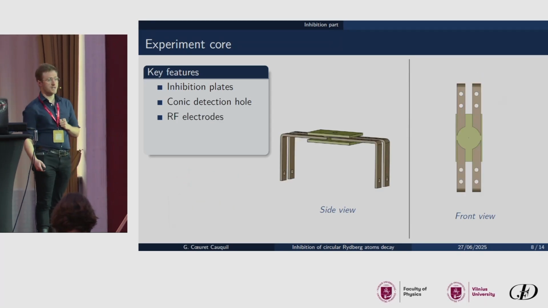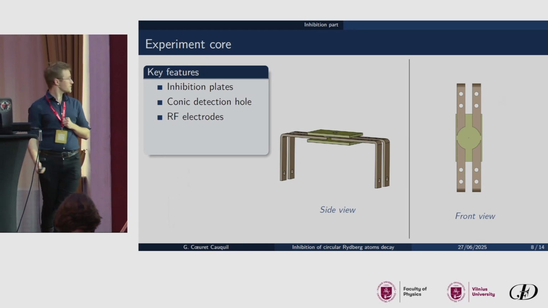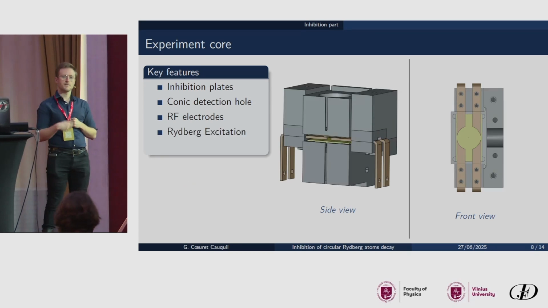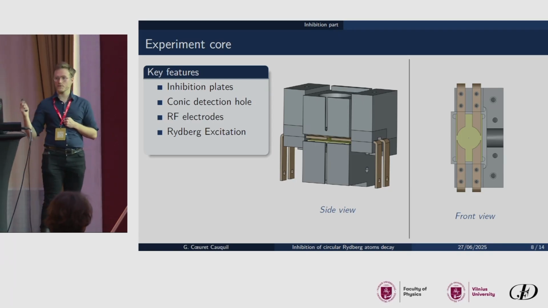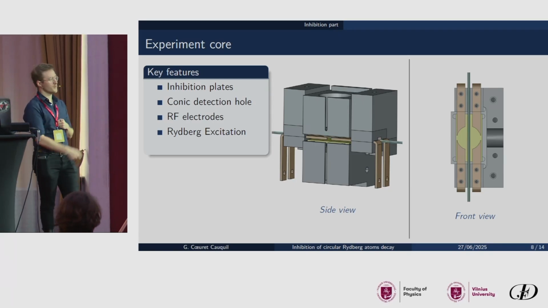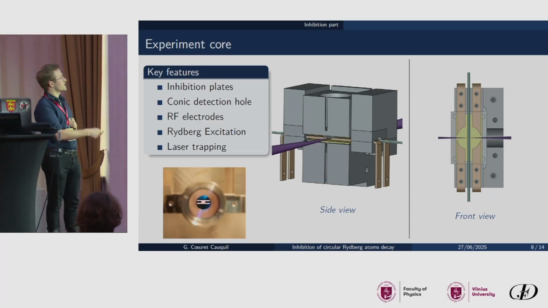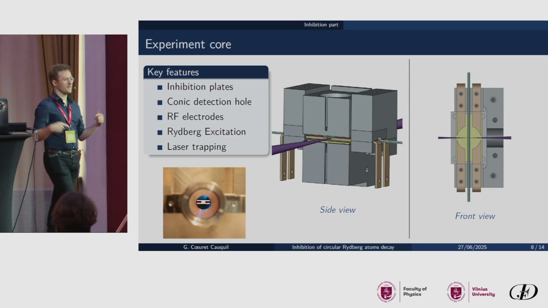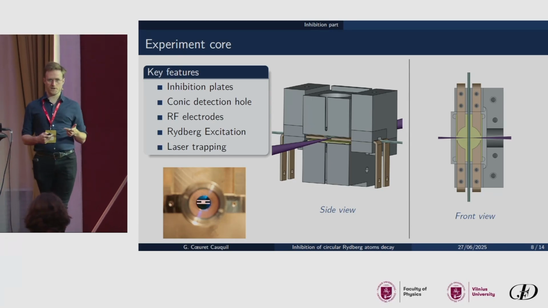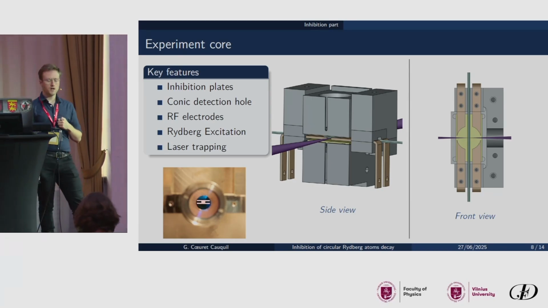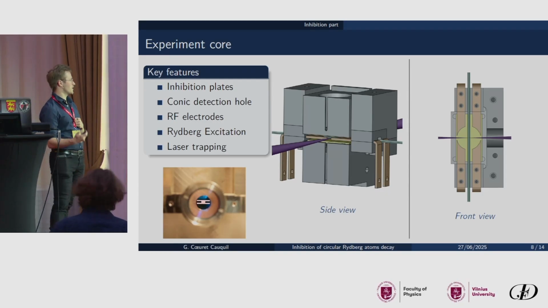Then for the circularization, we need RF, radio frequency, electrodes, which are in between the two plates. All this is embedded in a block to hold everything in place, in which you would like to have a hole to perform your Rydberg excitation, as well as another optical access to be able to trap your atoms. And as you can see here, again we have a very small optical access, which made the alignment procedures a bit harder than what we would like.